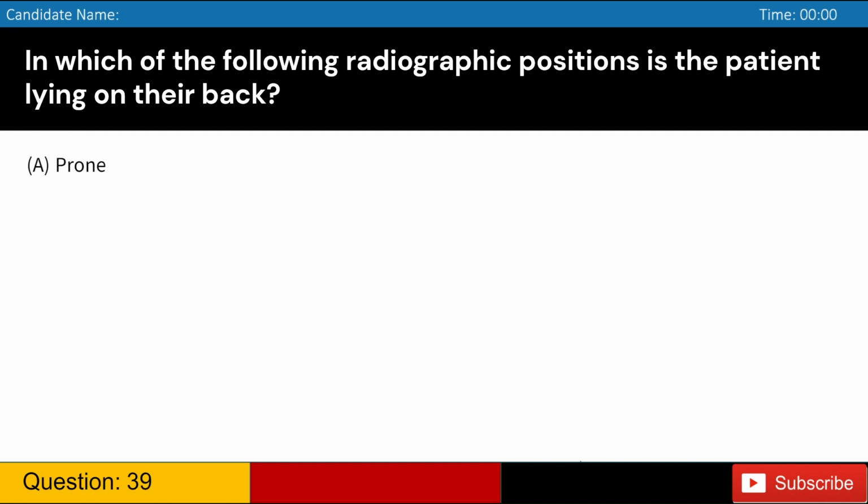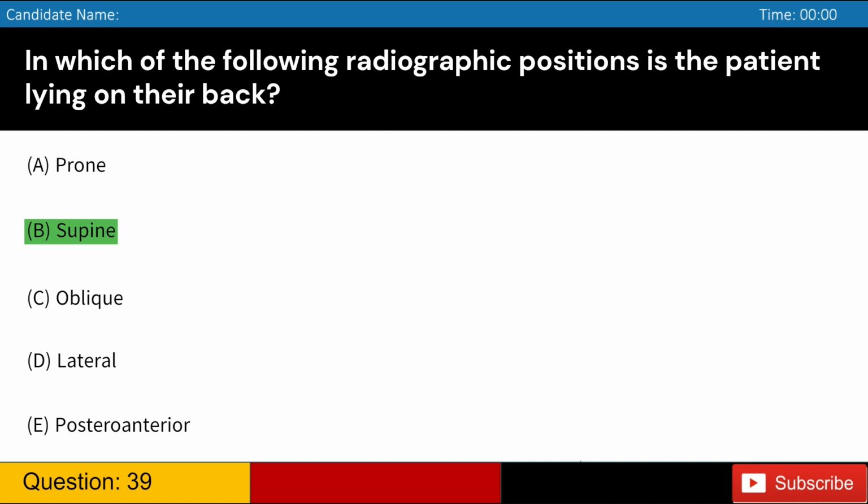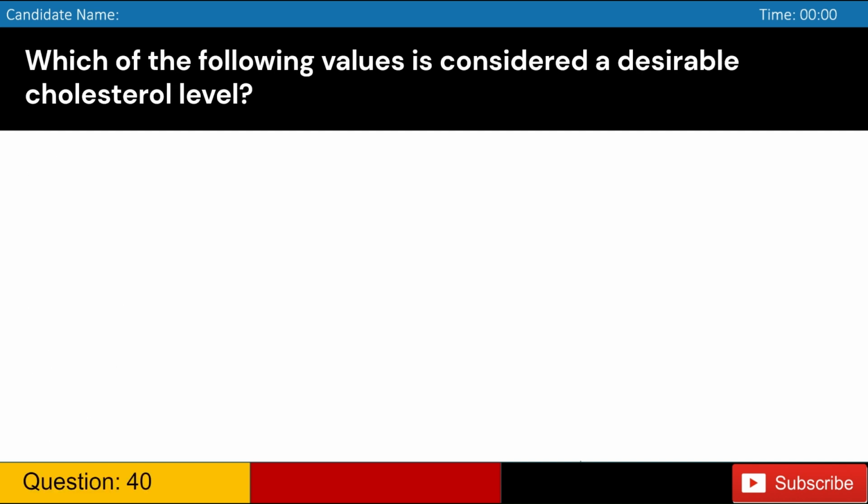A. Prone. B. Supine. C. Oblique. D. Lateral. E. Postanterior. Answer B. Supine. Which of the following values is considered a desirable cholesterol level? A. 0 mg per dL.